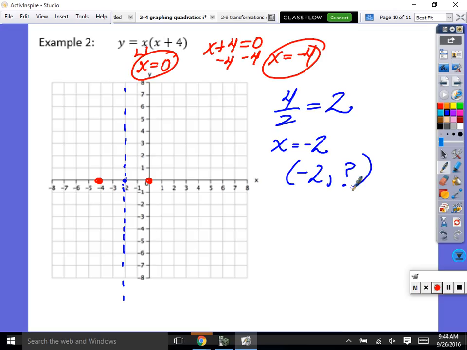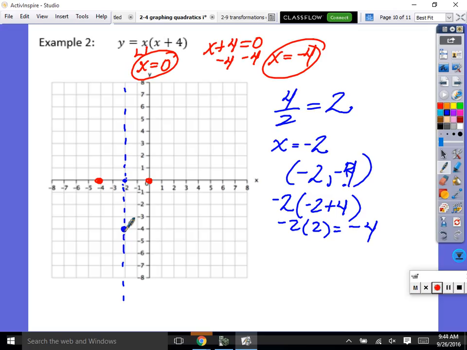We'll plug in -2 into our function. So -2 times -2 plus 4. So that's -2 times 2, which is -4. So we get -2, -4 is our vertex. So I'm going back 2, down 4. Is everybody feeling good? Now our last step, and I don't care, that's plenty of points. If you graph a y-intercept, we're good.